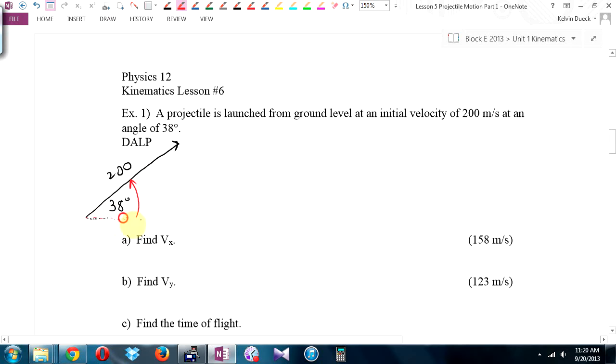And I'm going to break that into Vx and Vy. I'm going to break that into horizontal and vertical components.